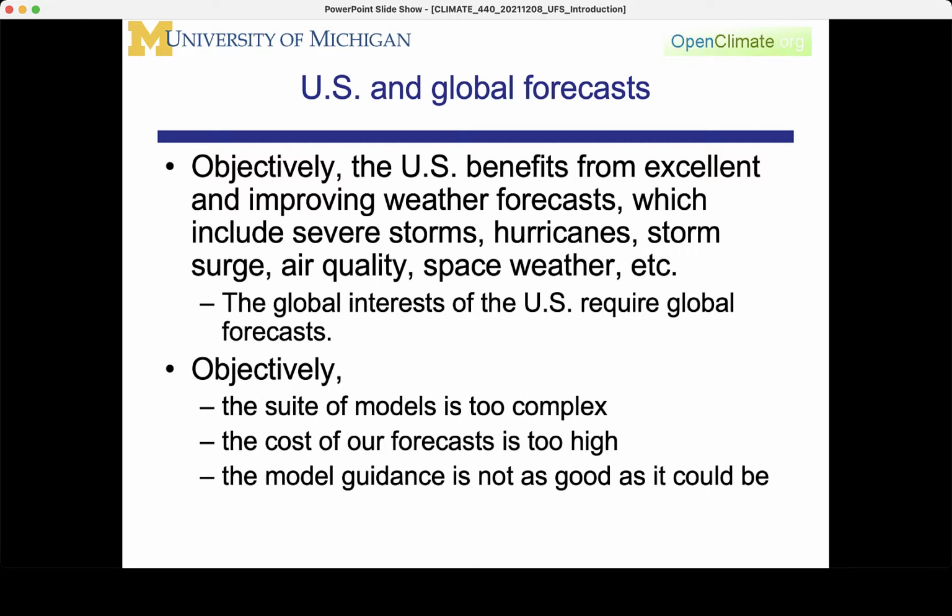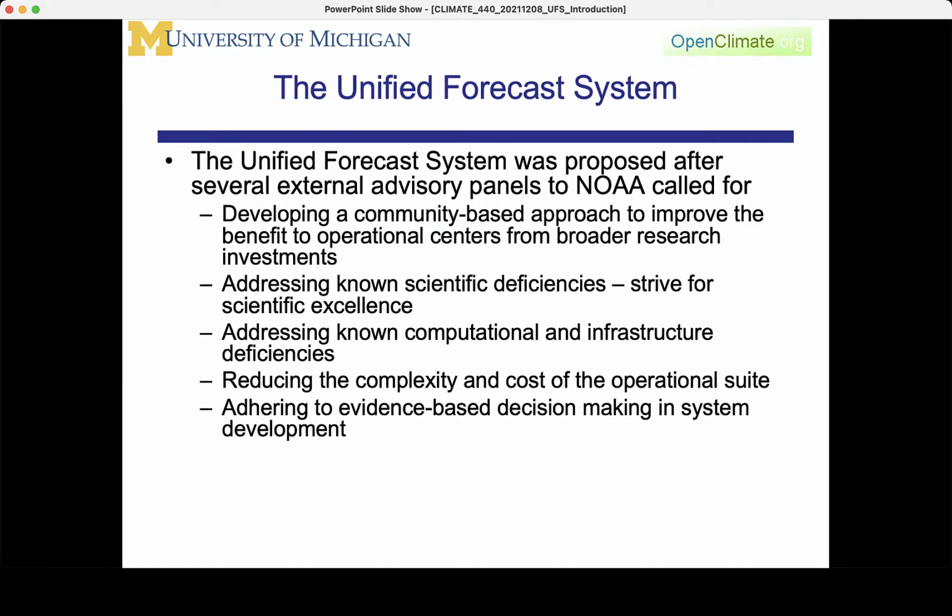Objectively, also, the suite of models that are used in our forecasting system is too complex. The cost of our forecasts is too high, and the model guidance is not as good as it could be. So the Unified Forecast System was proposed after several external advisory panels to NOAA called for 1. Developing a community-based approach to improve the benefit to operational centers from the broader research investments.